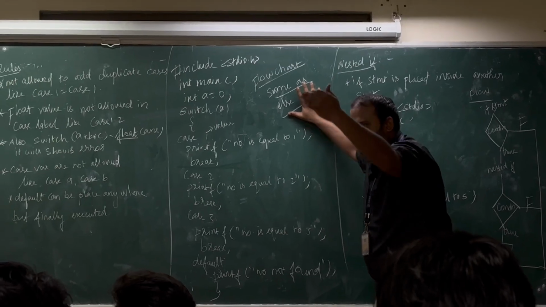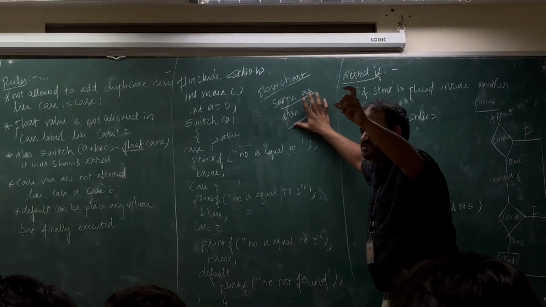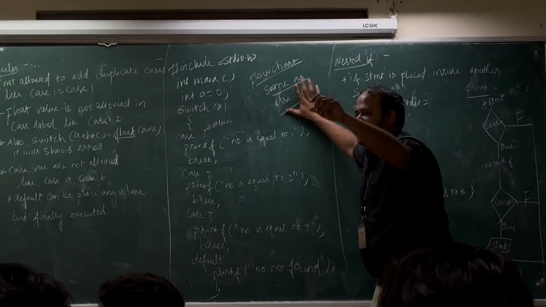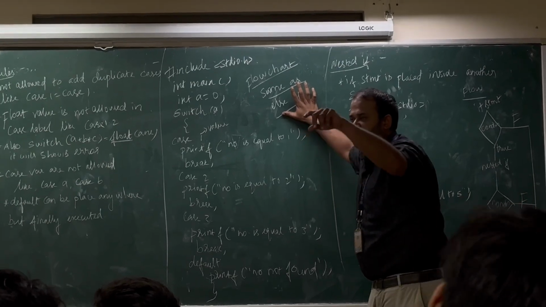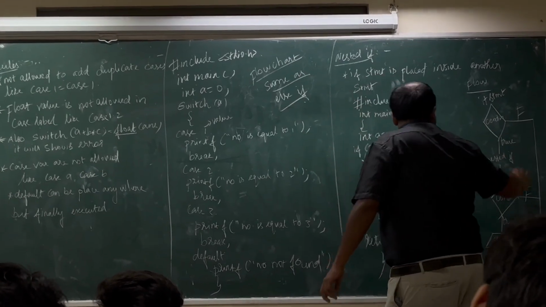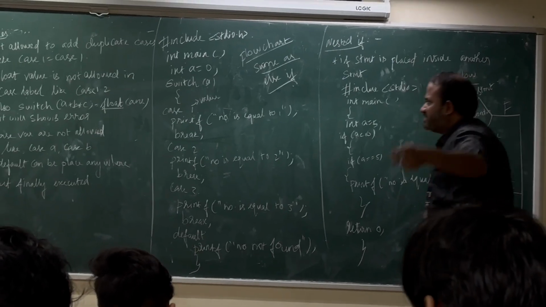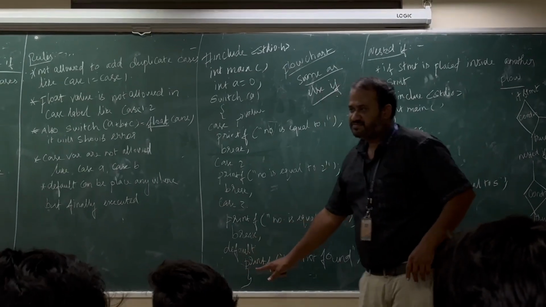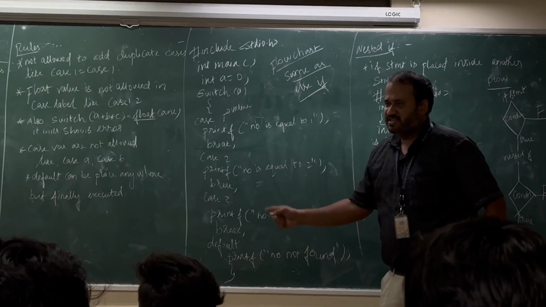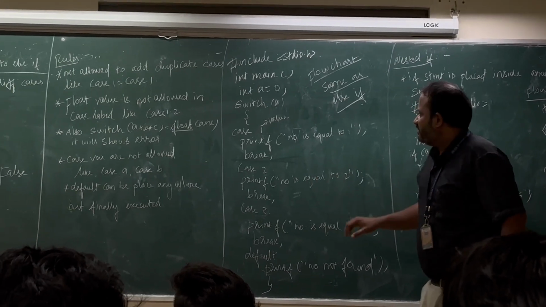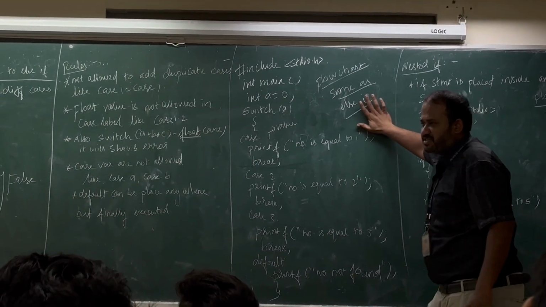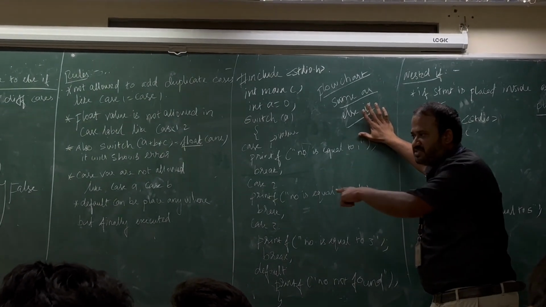Correct? So the flow chart is the same as your else if. Whatever you are writing is the same, but there you write else. Instead of else in the flow chart, you have to write default. Are you able to understand that? Right? Okay, so this is the switch statement.